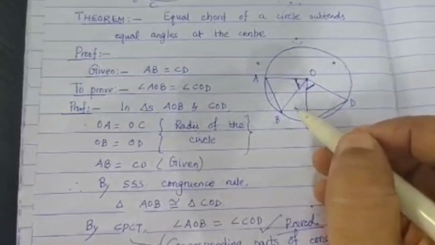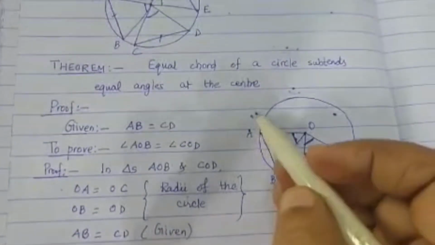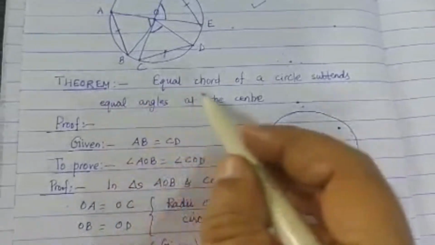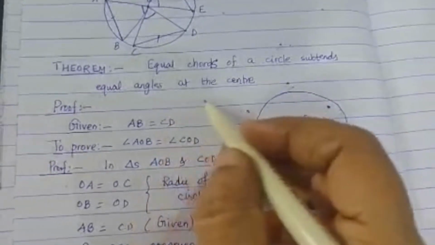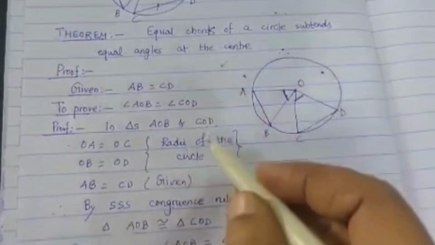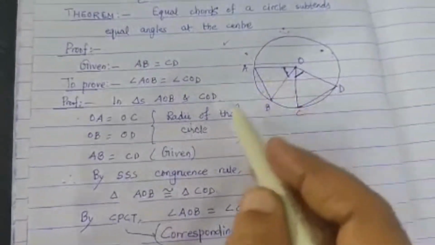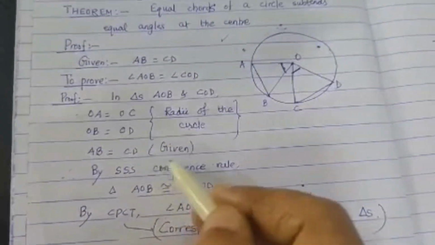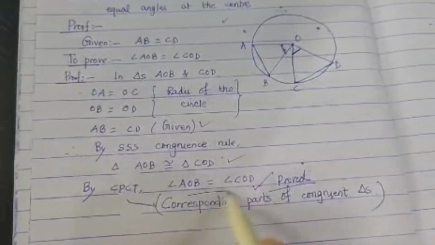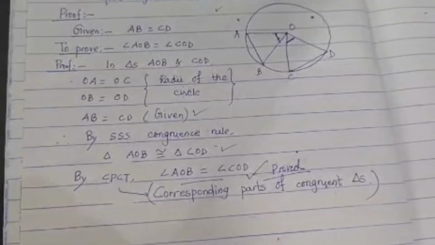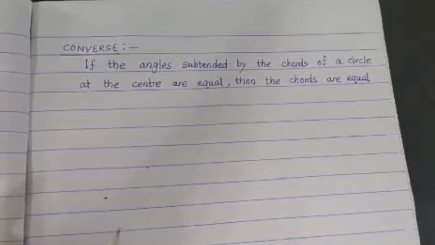Now we will see that its converse is also true. First of all, the theorem is equal chords of a circle subtend equal angles at the center. And we have seen the proof. It's a very simple proof. These are the radii of the circle, so OA equal to OC, OB equal to OD, and this is given AB equal to CD, equal chords. So by SSS, two triangles are congruent, and by CPCT, these angles are equal. Now let's see its converse.